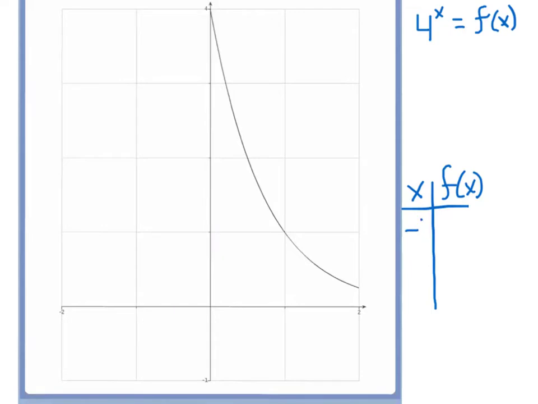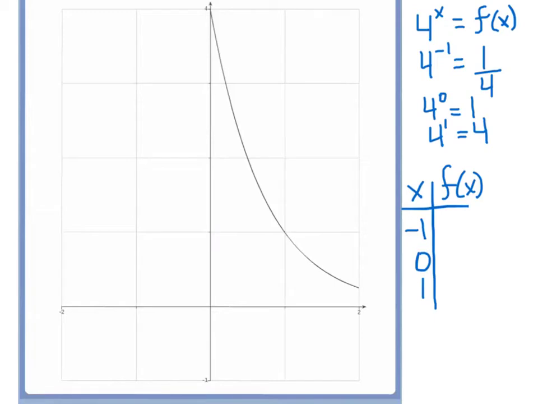If I pick -1, 0, and 1, I need to plug those into my function to see where they go on the graph. So 4 to the -1, remember in our negative exponent rules, that is the same as 1 over 4. 4 to the 0 power, any non-zero number raised to the 0 power is equal to 1. And 4 to the first power is just 4.